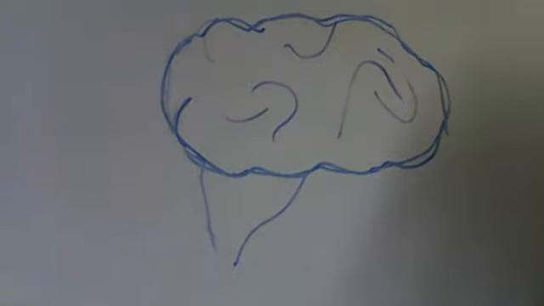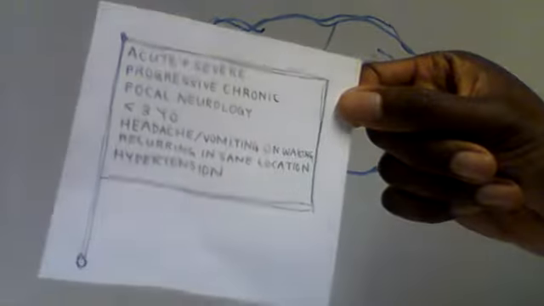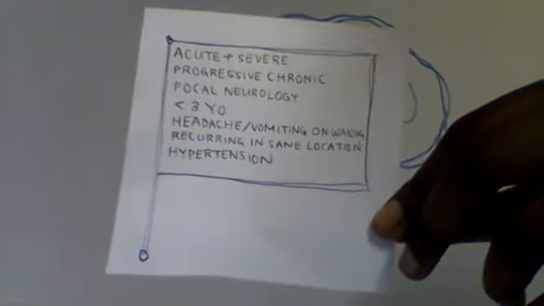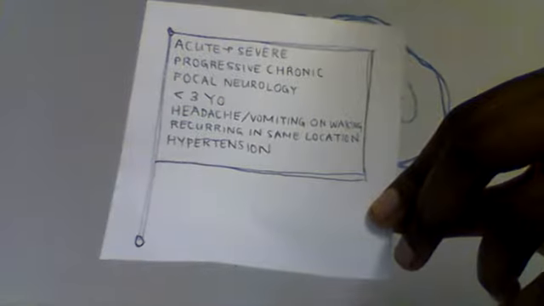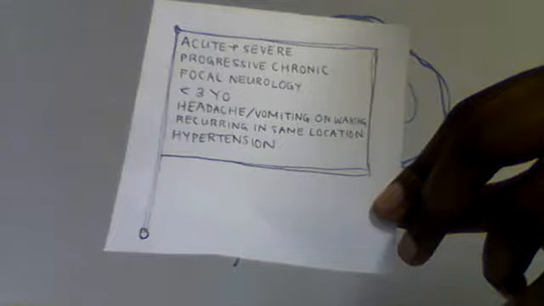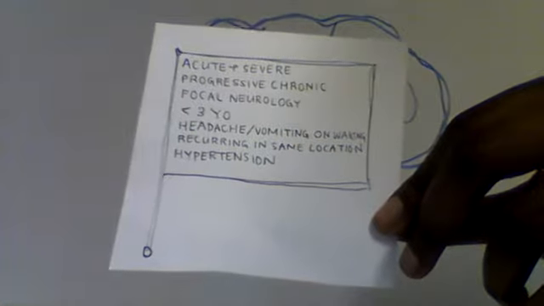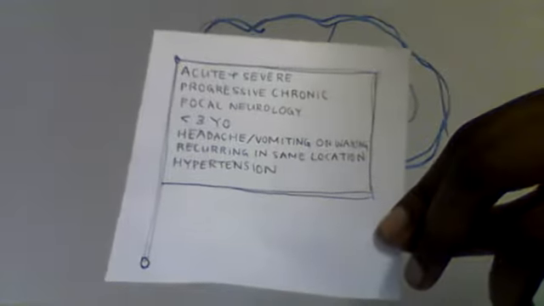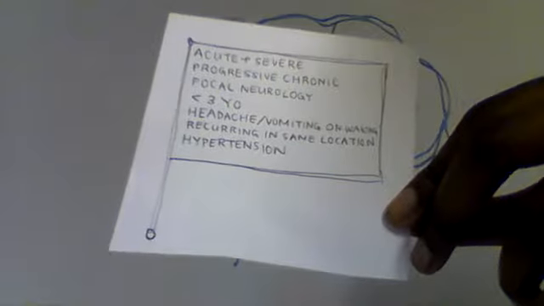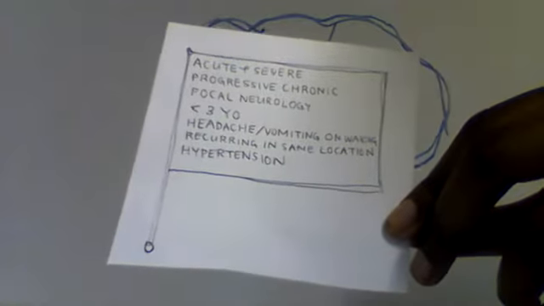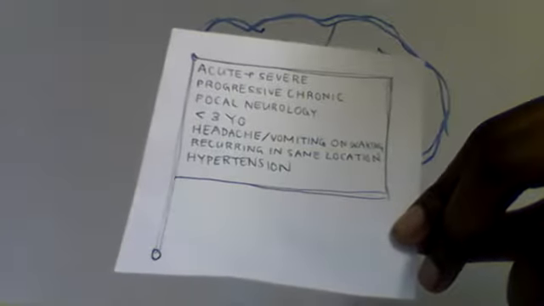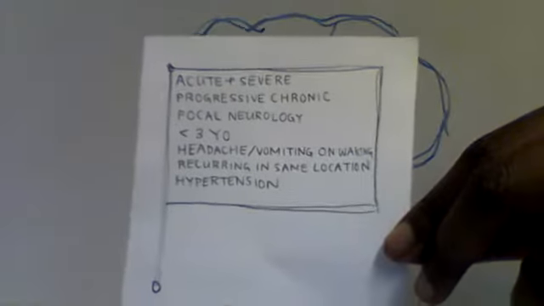Some important red flags for you to look out for when you're taking a history include the following. You want to watch out for any headaches that are acute and severe, progressive and chronic, focal neurology, any headaches in a child that is less than 3 years old, headache or vomiting on waking up, recurring headaches which recur in the same location, and headaches which are associated with hypertension.